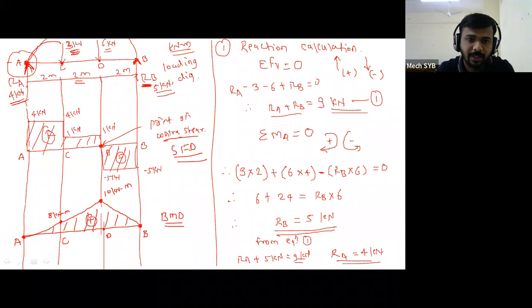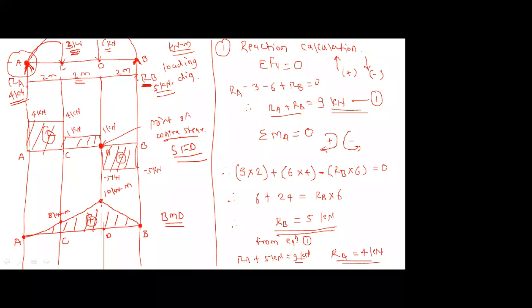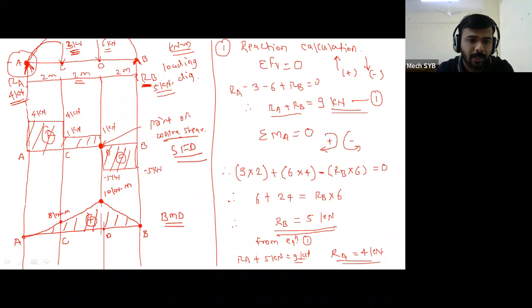In the SFD, shear force is 0 at point D, but in the BMD, what is the bending moment? It is maximum. See, 0 kilonewton meter at point A, at point C 8 kilonewton meter, at point D 10 kilonewton meter, and at point B again it is 0. If I compare all the bending moment values with each other, the bending moment value is maximum at point D. Means your second definition is also satisfied in this particular problem.